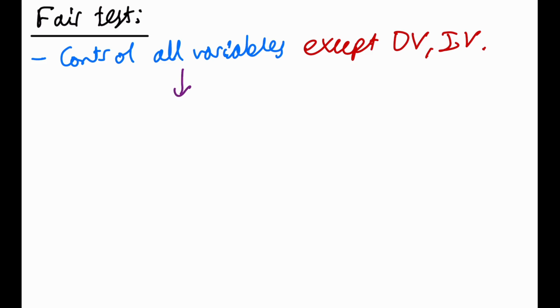Now let's look at how to make it a fair test. A fair test is done when you control all the variables except the independent and your dependent variables. And this will increase your validity.